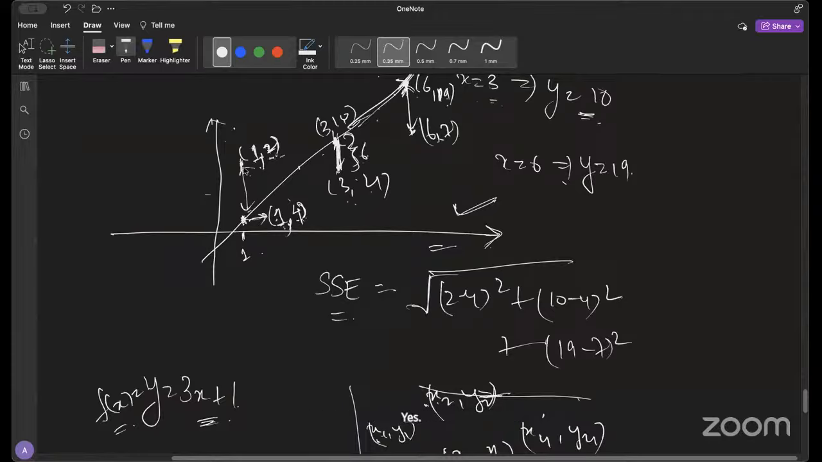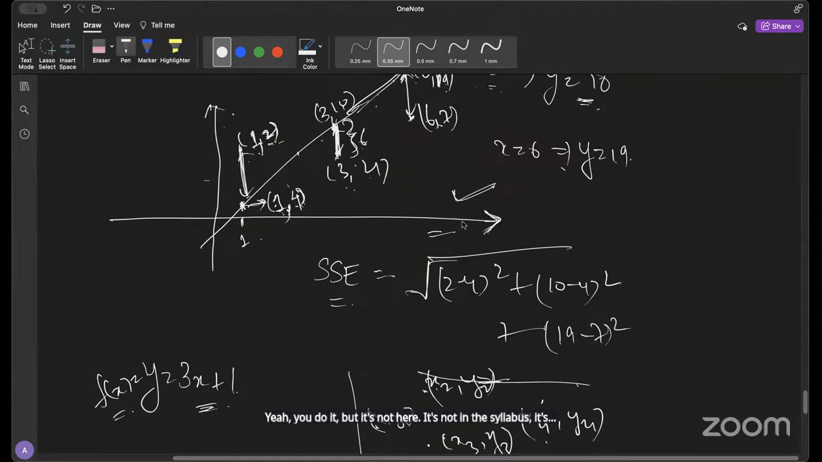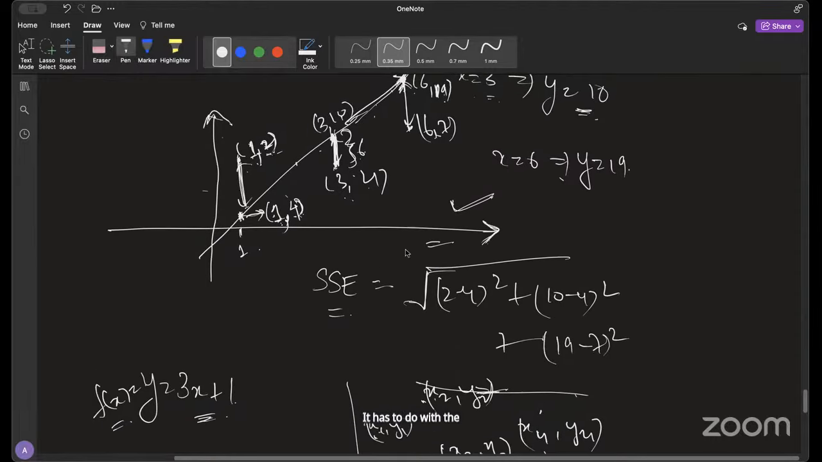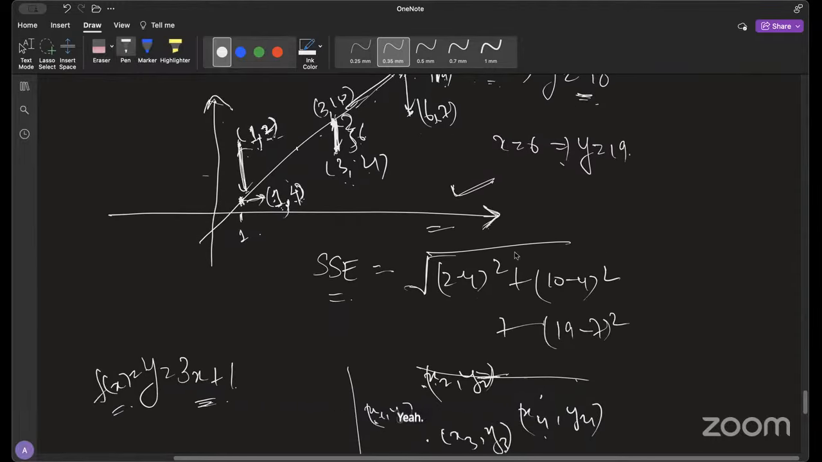Yes, ma'am. Ma'am, can we also make y constant and change the value of x? We can also do it in reverse. Yeah, you can do it, but it's not in the syllabus. It has to do with dependent and independent variables. That's not covered here. Yeah, okay.